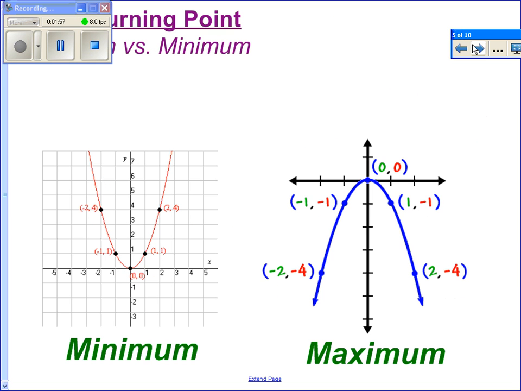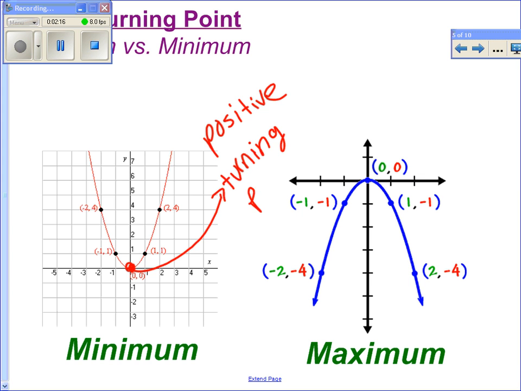Okay. Next thing you may want to pay attention to is a minimum or a maximum. If it's a positive, then it's going to have a minimum as its turning point. Versus if it's a negative graph, it would be a maximum, or its highest point would be its turning point. So positive turning point is minimum, negative turning point is maximum.